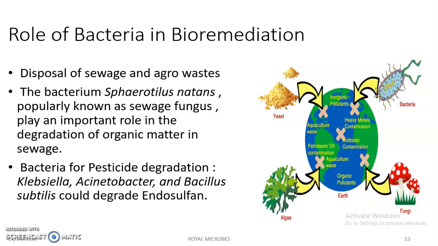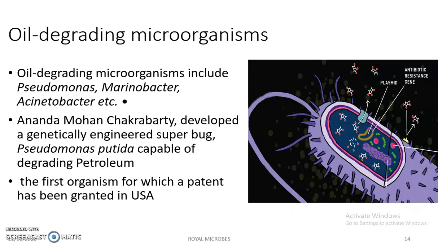Not only bacteria, fungi and algae also play an important role in bioremediation. Then bacteria can also degrade pesticides. For example, Klebsiella, Acinetobacter and Bacillus subtilis can degrade endosulfan. We can also see some oil degrading microorganisms, mainly Pseudomonas.